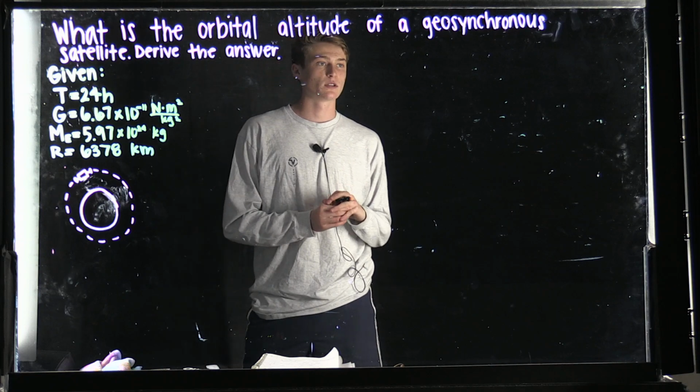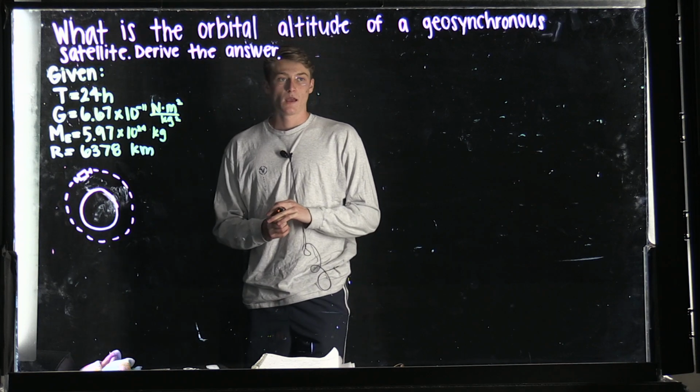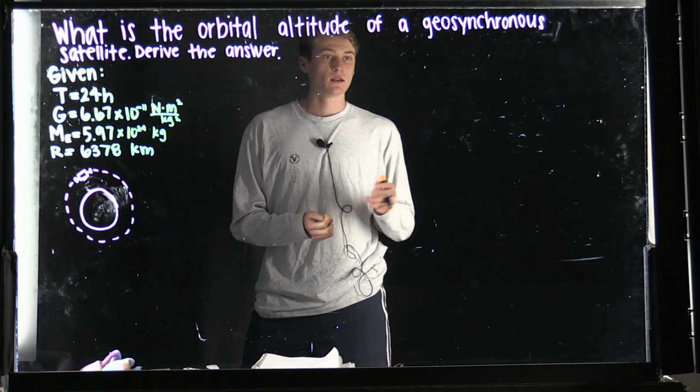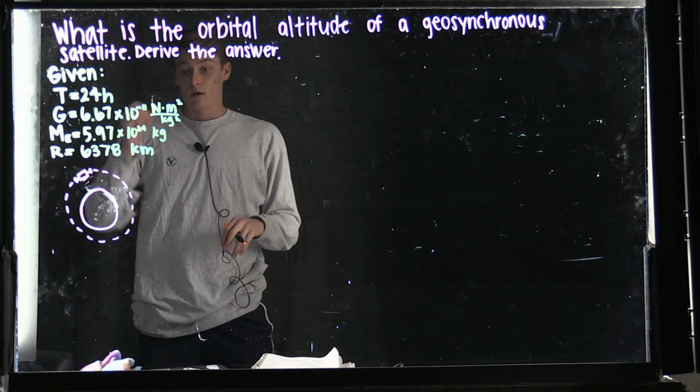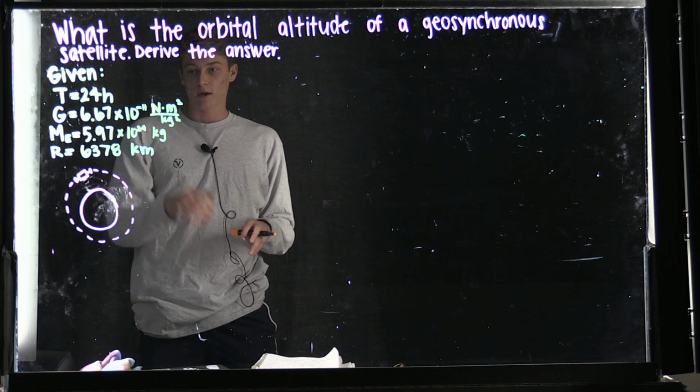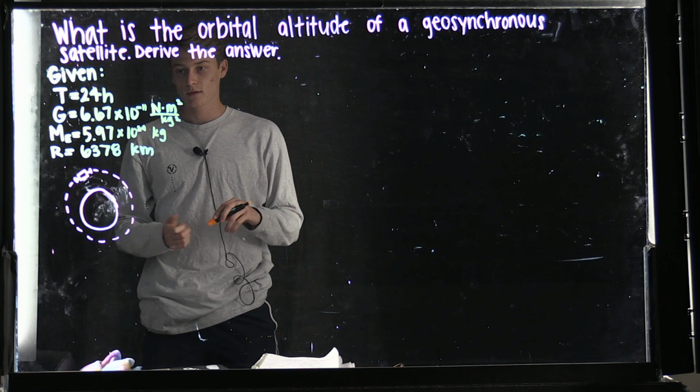altitude of a geosynchronous satellite. And a geosynchronous satellite is a satellite that rotates at the same period of the Earth rotating about its axis, which, as we know, is 24 hours.